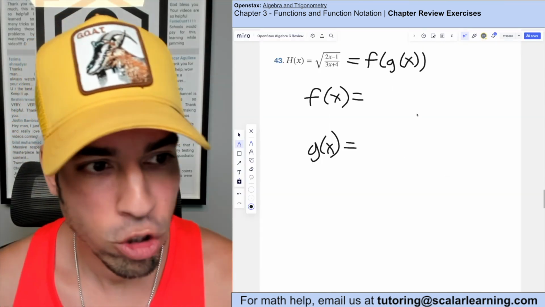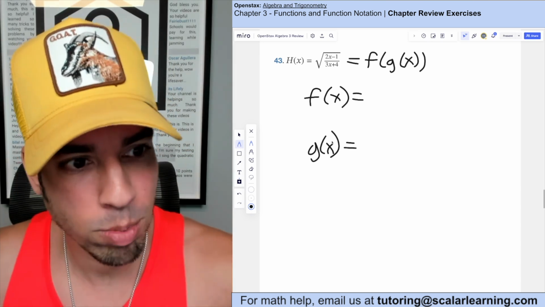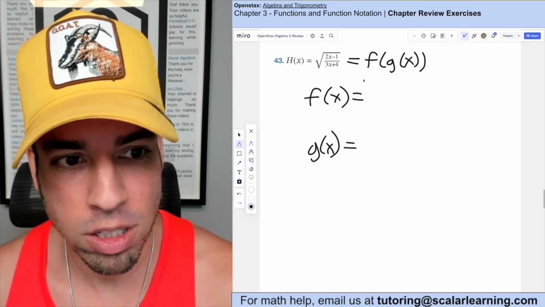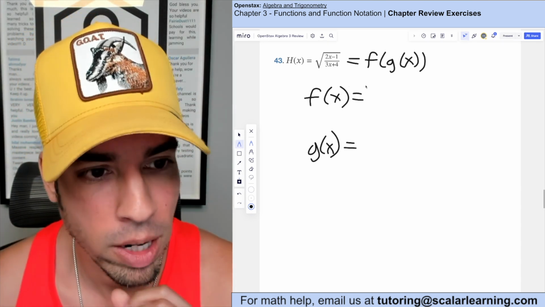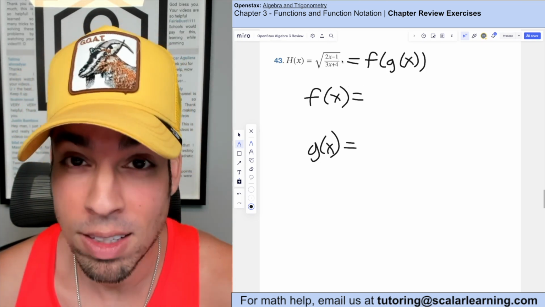So for this function, we're trying to find two functions that if you take the composition of said two functions, we're going to end up with h of x. And the composition is going to be f of g of x. Okay, so because this entire thing is under a radical, and by the way, there's multiple ways to do this, but I think this is the easiest way.